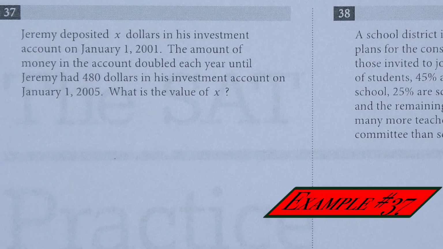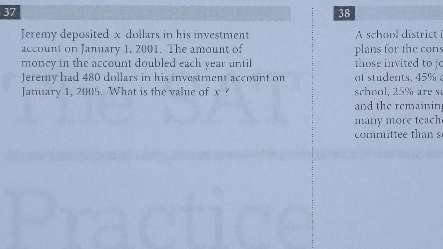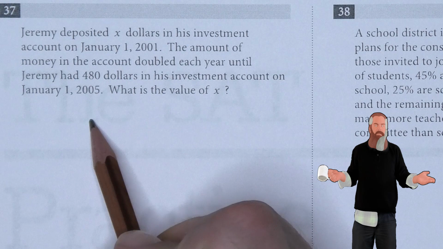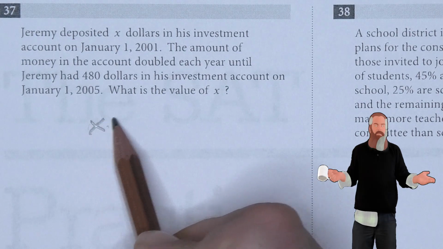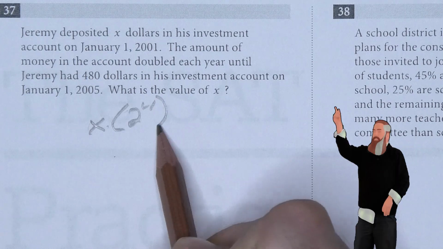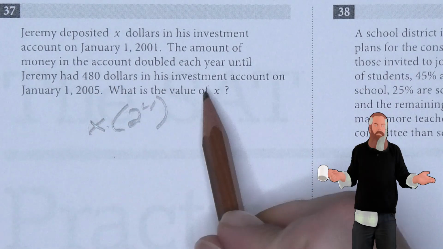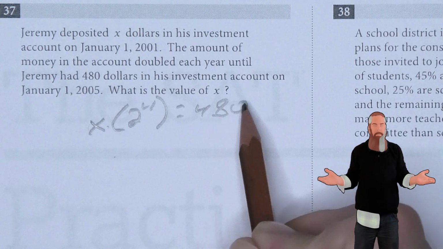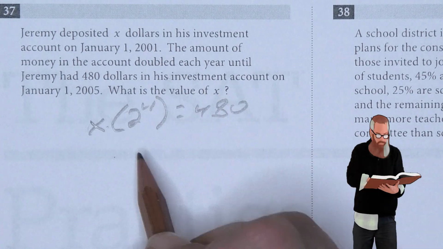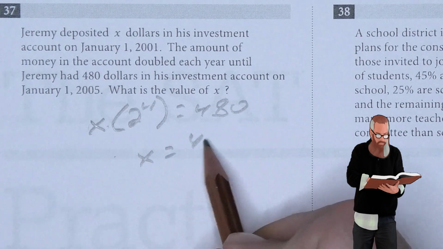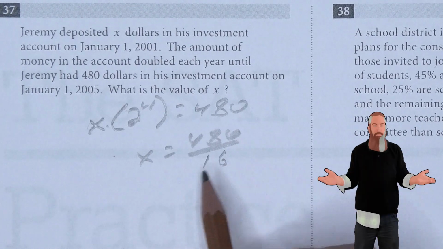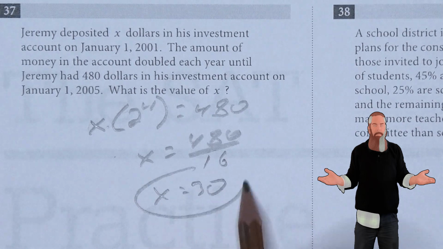Jeremy deposited x dollars in his investment account on January 1st, 2001. The amount of money in the account doubled each year until Jeremy had $480 in his investment account on January 1st, 2005. What is the value of x? We're dealing with an exponential equation where x is the investment amount, and it doubled every year for 4 years, from 2001 to 2005, leaving us with $480. Now, 2 to the 4th power is 16, so let's divide both sides by 16. So we have 480 divided by 16, which means that there was $30 invested.